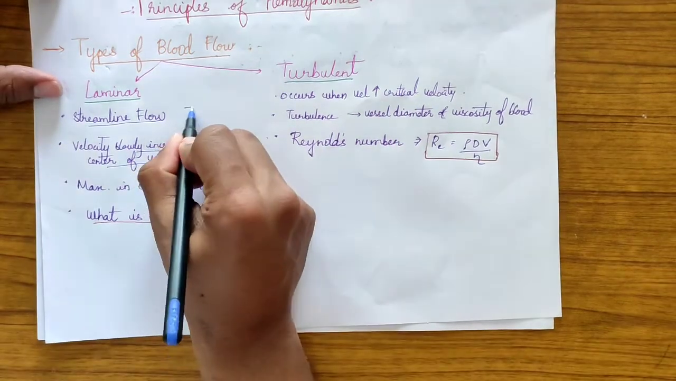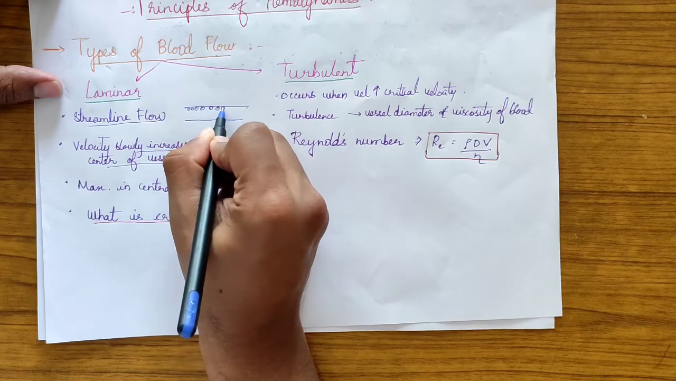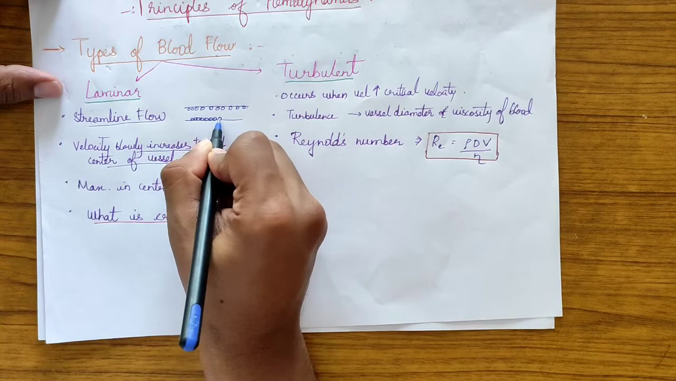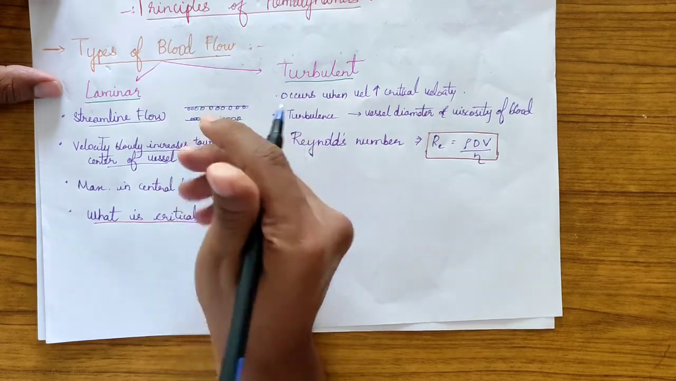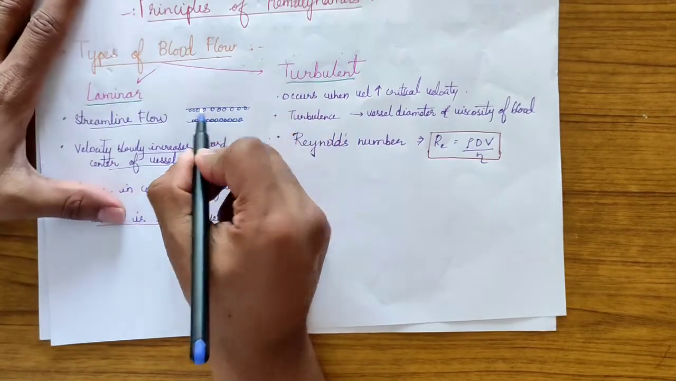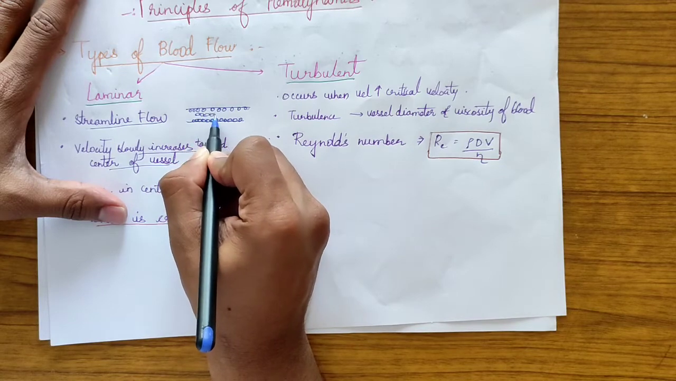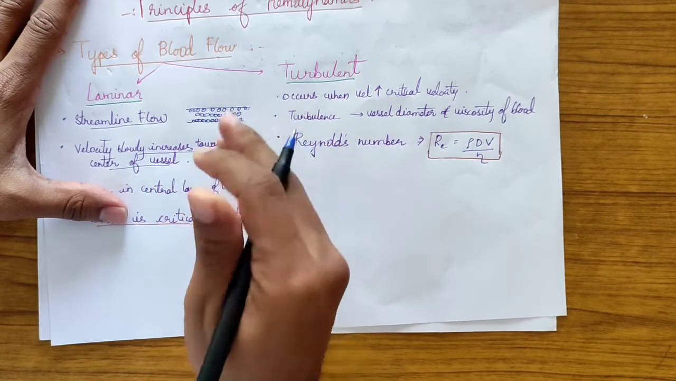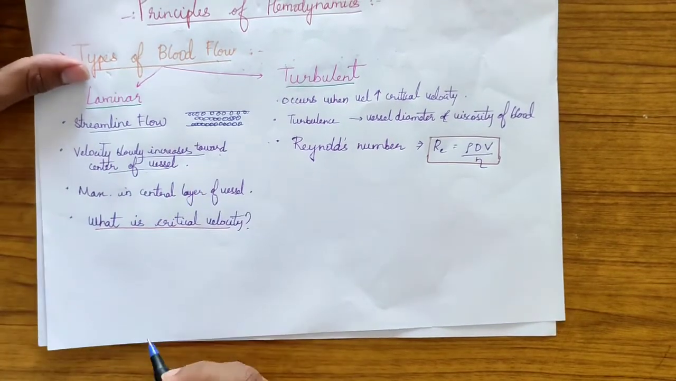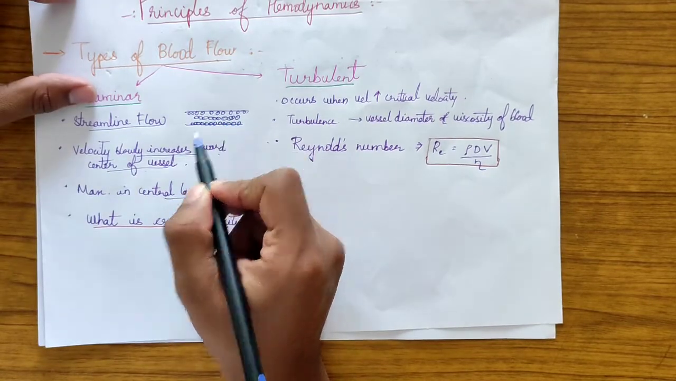So imagine that this is the vessel and this is the layer of blood which travels close to the blood vessel wall. So towards the wall the velocity will decrease because of the frictional resistance provided by the vessel wall. But towards the center the friction will be less and therefore the velocity will be more. So therefore the velocity slowly increases towards the center of the vessel. It will be maximum in the central layer of the vessel due to the less friction.